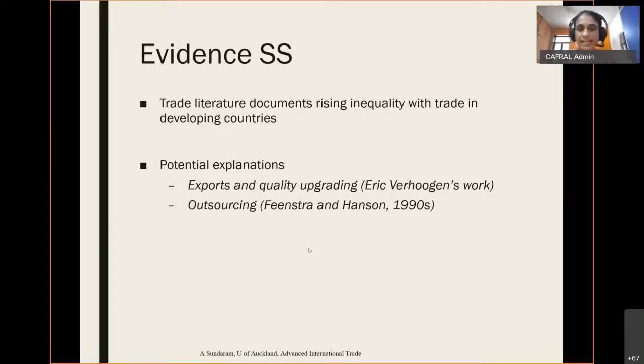Again, I can't get into the details of the model, but you're welcome to literally Google Feenstra and Hansen outsourcing, and that will take you to the actual model. Okay? So these are the two key potential explanations in the literature for this.